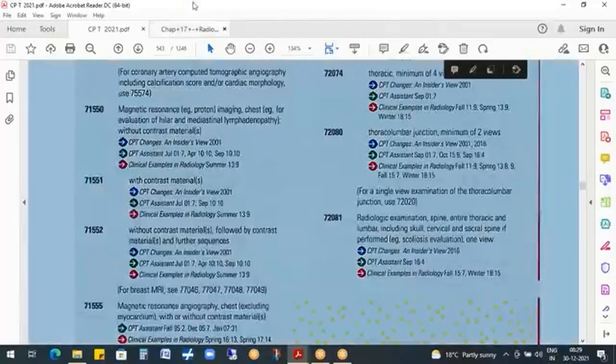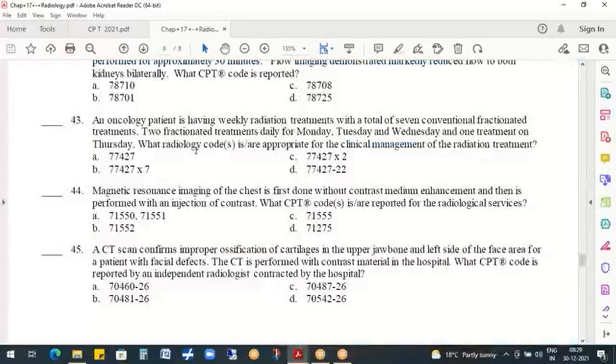Mohan, can you please tell about question 43, just above 44. What is the treatment going on here? Management of radiation treatment. What is the key term here? Management. Total, how many treatments have they done? 2 on Monday, 2 on Tuesday, 2 on Wednesday, 1 on Thursday. Total how many? 7.